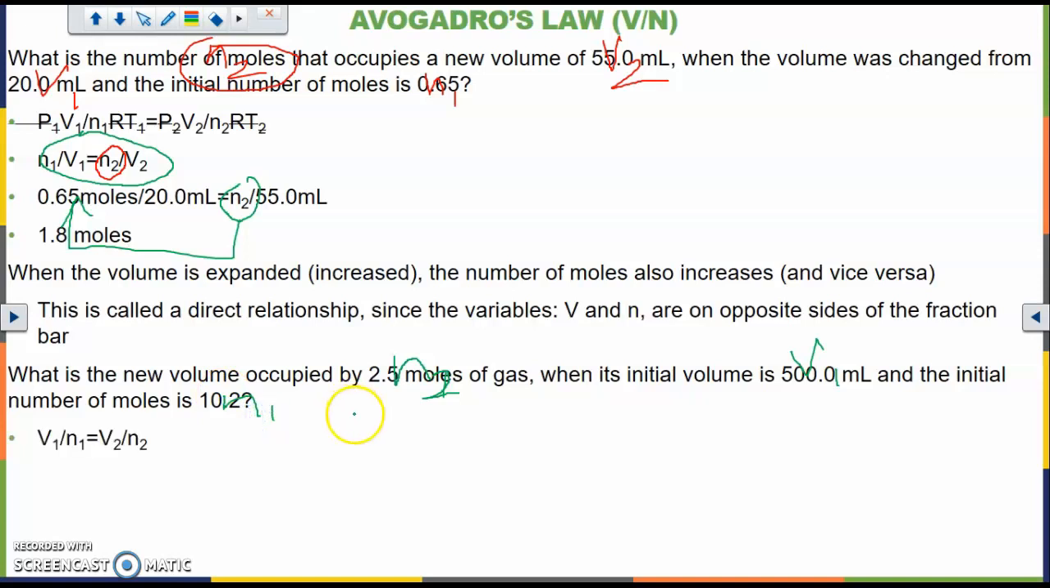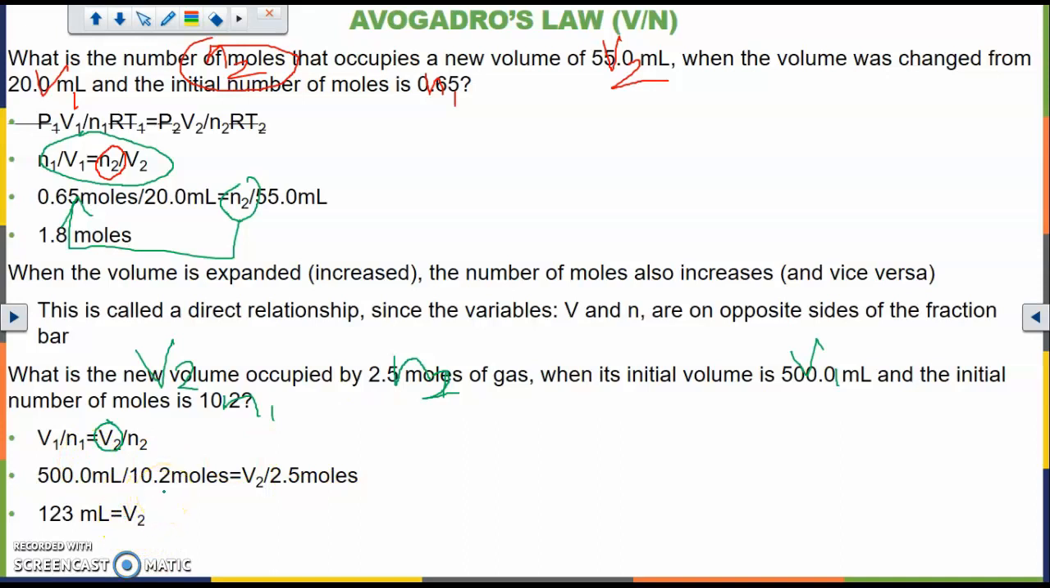So again, this is just chug and plug. I am going to leave the equation the way it is, and the reason is we're looking for V2. If I write the equation the way it is, V2 is going to be in the numerator. So it's perfect. Chug and plug. You should expect the answer that you're going to get. What would happen when the number of moles actually decreases? Well, the volume should also be smaller than 500 mils, and that's the case, 123 mils.